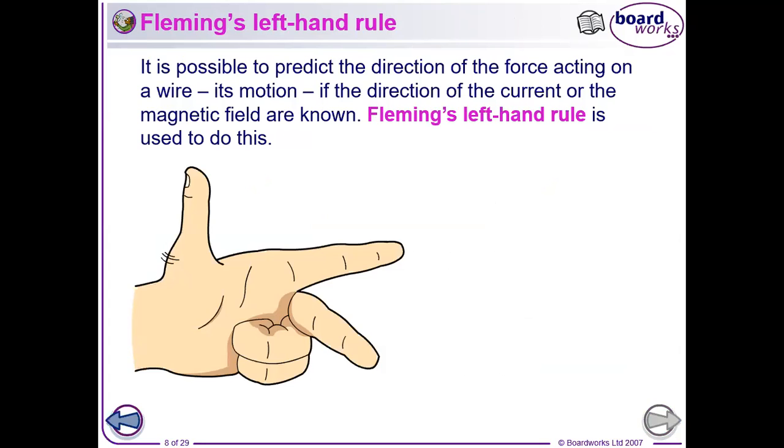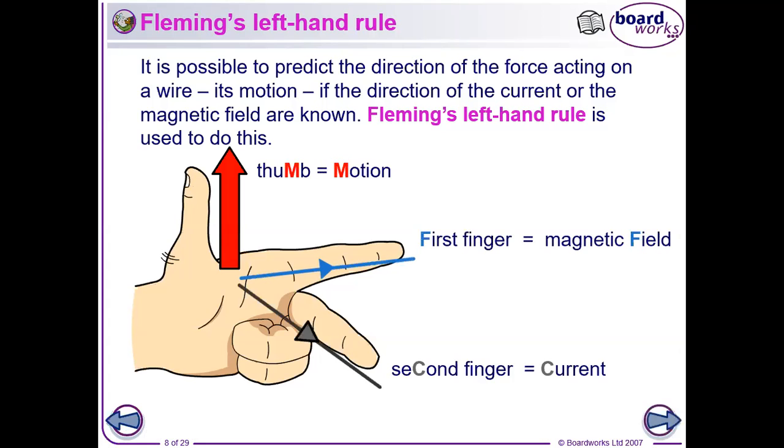I remember it as Manchester Football Club, so we go with Manchester Football Club: motion, field, current. You can see on here that we've got pretty much the same Manchester Football Club. However, it's a different way of remembering it. Thumb, M for motion. First finger for field. Second finger, current. If you want to remember it like that, that's fine.